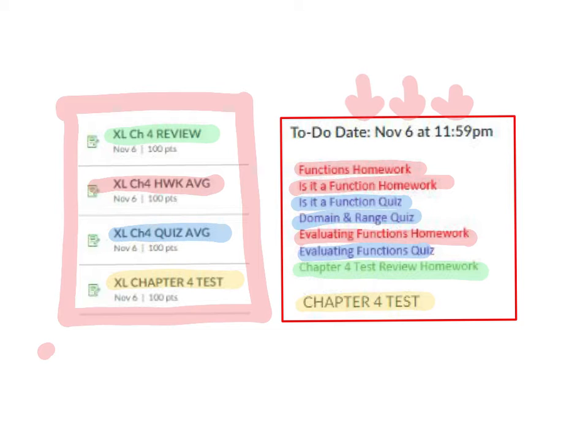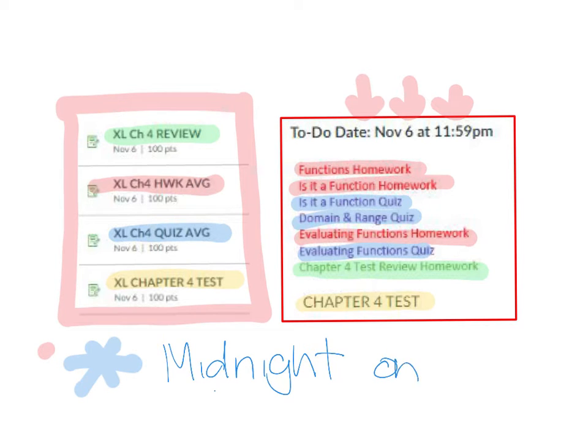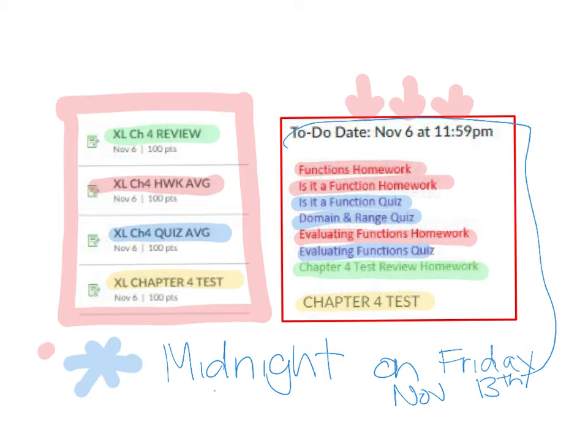Now, we have some people who have not completed chapter 4 or certain parts of chapter 4. If that is you, you have until midnight on Friday, November 13th. So that is 1 whole week past the initial due date, okay?